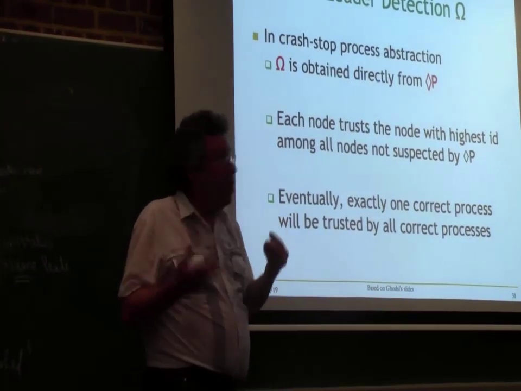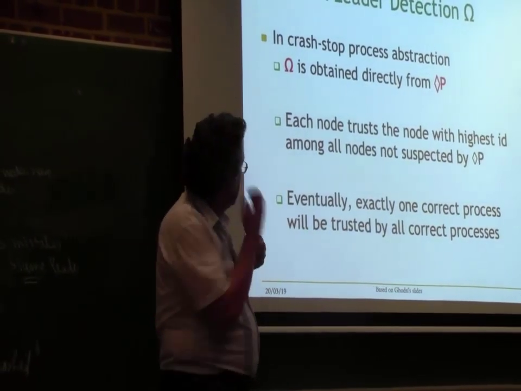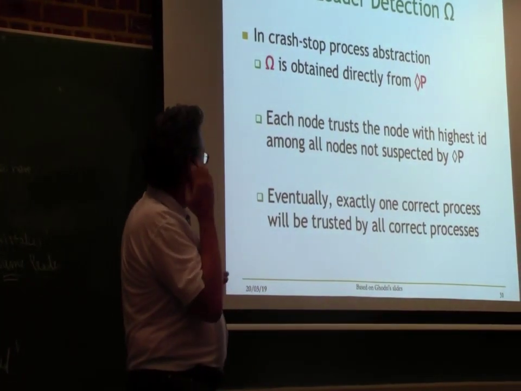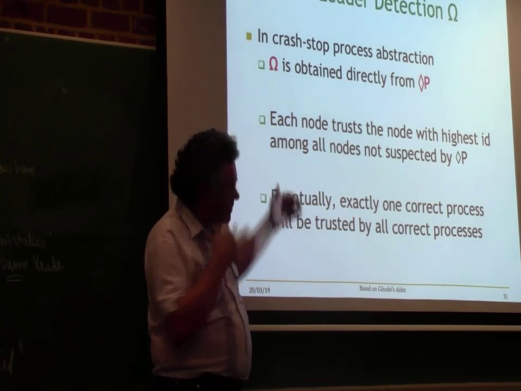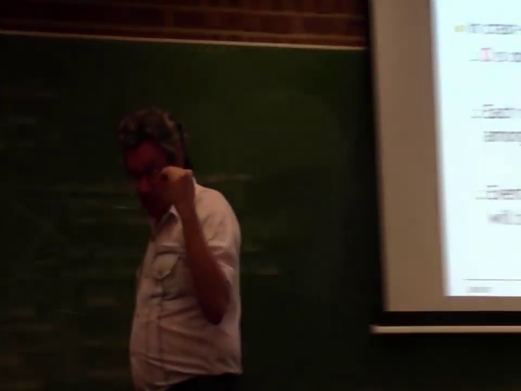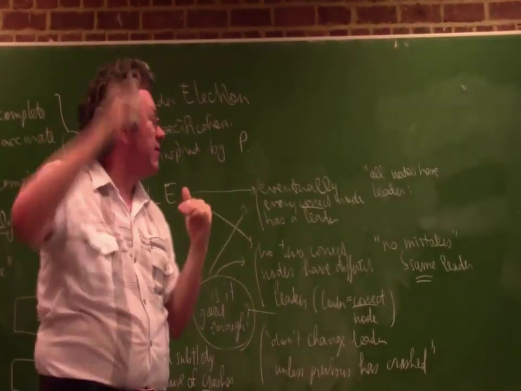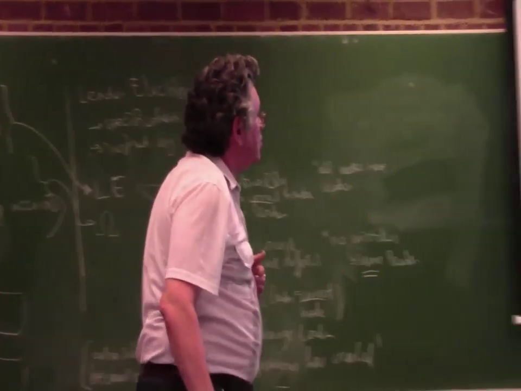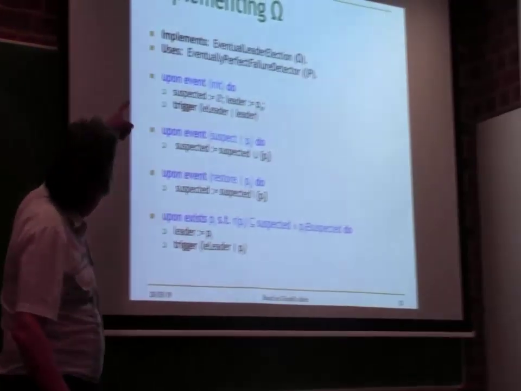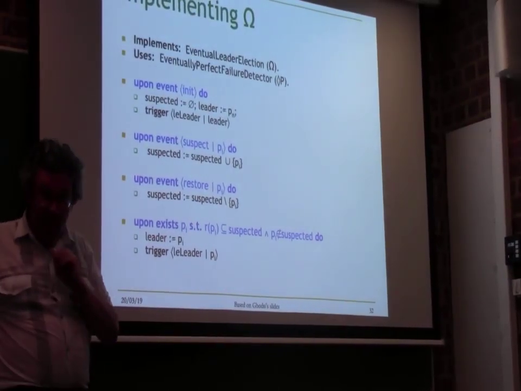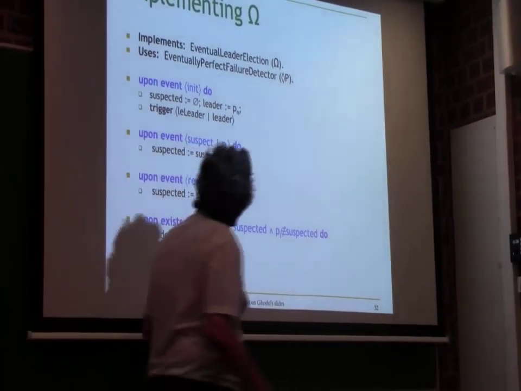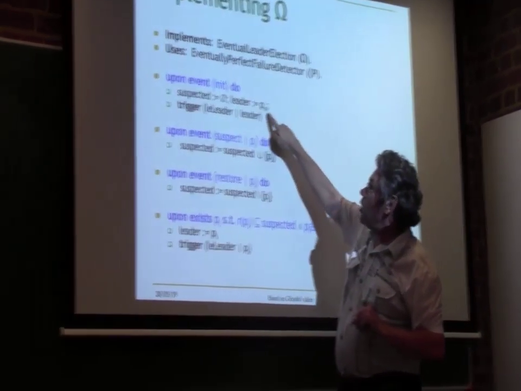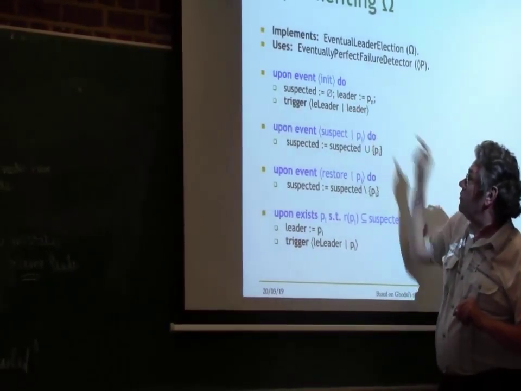We have nodes that are suspected. Each node trusts the node with the highest ID among the nodes not suspected. So basically, the highest one that is not suspected, and all the higher ones are suspected. But it's allowed to make mistakes. So here's the code. It's almost the same as the code for LE. So you have a set of suspected nodes. You start by picking the highest ranked node.